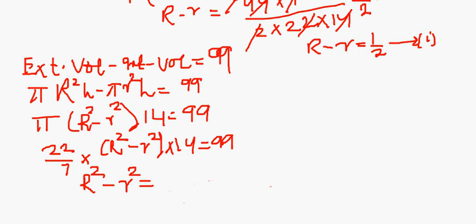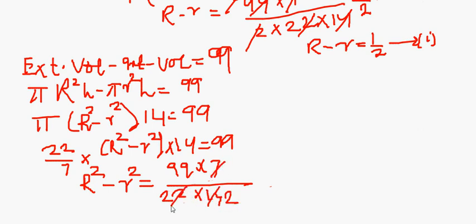I think I made some mistake somewhere. It is 99 multiplied to 7 over 22 into 14. I know I did it rightly. This is 2, this is 11 2, this is 11 9. So I got it as 9 upon 4. Now if you see, R square minus r square is 9 upon 4.